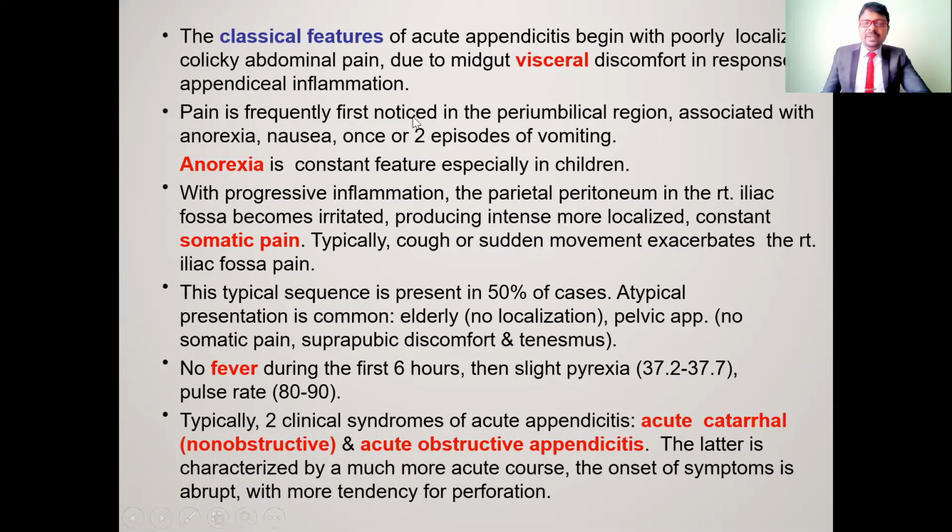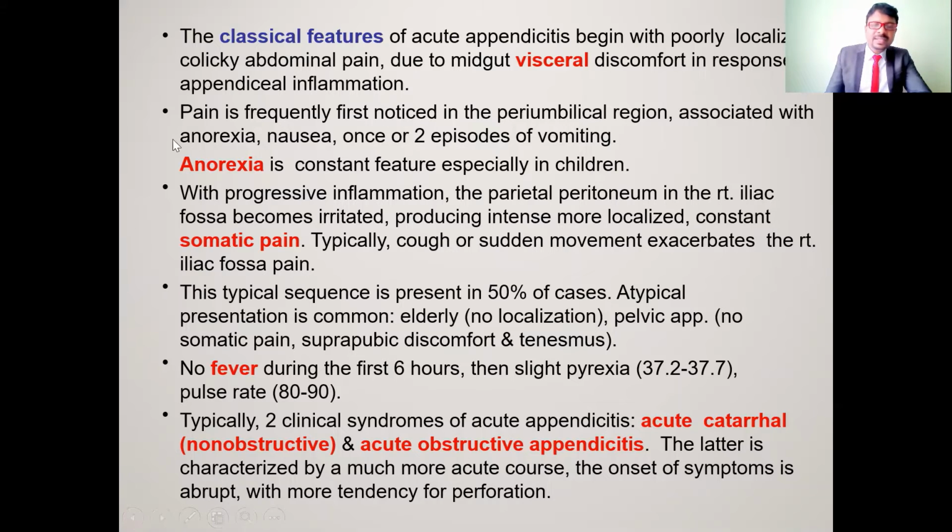The pain is frequently first noticed in the periumbilical region, associated with anorexia, nausea, or 1 or 2 episodes of vomiting. They get severe pain around the umbilicus region, and it may shift to the right lower iliac fossa, with 2 or 3 episodes of nausea and vomiting.